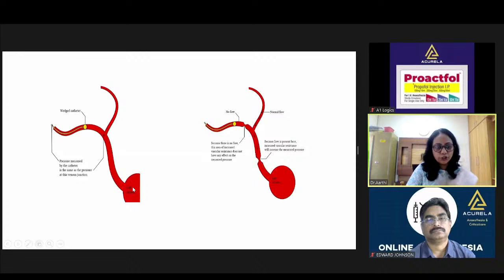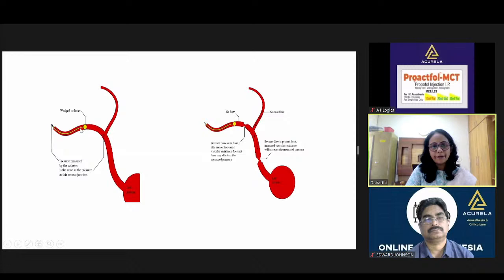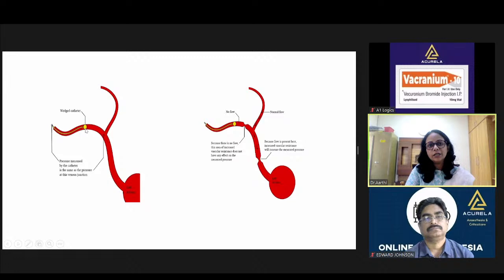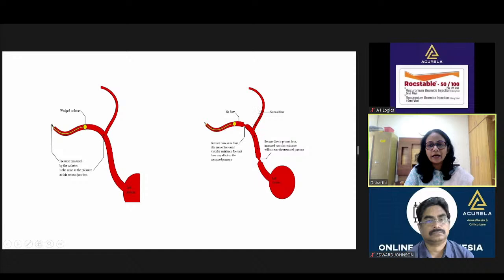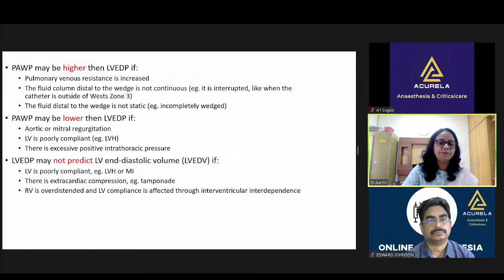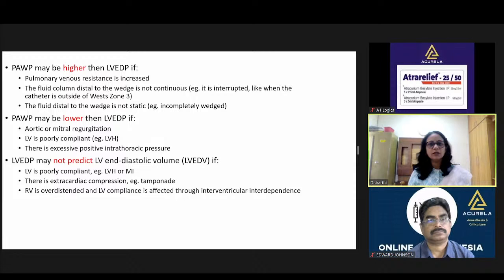This diagram explains the wedging of the catheter. Once the catheter is wedged, there is no flow happening. So the pressure measured at this point, distal to the wedging, will reflect the left atrial pressure, assuming that the left atrium is in continuity. Pulmonary arterial wedge pressure, in the normal instance, will reflect the left ventricular end diastolic pressure.